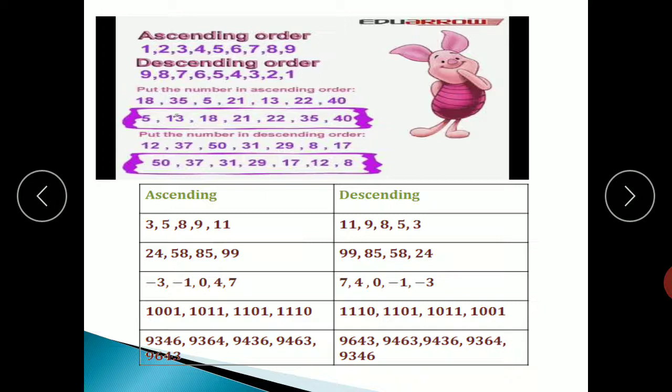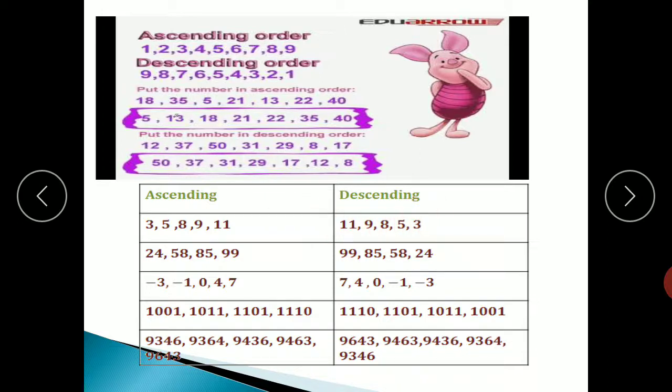Now let us see another example: 3, 5, 8, 9, 11 in ascending order. Then the inverse. What is this inverse? In descending order, 11 will come first, then 9 second, 8 in the third place, then 5 in the fourth, then 3 last. So these numbers are written in ascending order. Again, these numbers we can write in descending order.